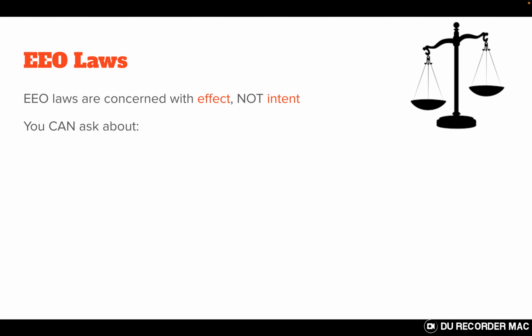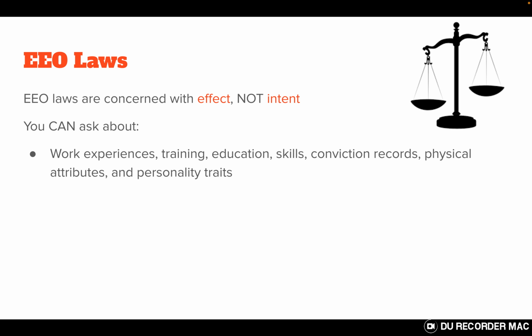So you can ask about your applicant's work experiences, their training, education, skills. You can ask about conviction records. That's when they've been convicted of a crime. That's public record. You can ask about any physical attributes and personality traits that relate specifically to the job.